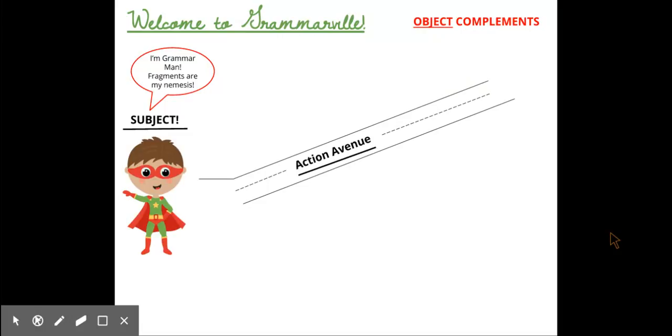If you're thinking about sentence structure, you have a subject and then a verb and then usually other stuff. Well, today we're going to talk about what that other stuff is. If you look at how object complement village is set up, if Grammar Man is traveling down Action Avenue, he can only go in one house and one house only first. And that is direct object house. And direct objects answer who or what after the verb.